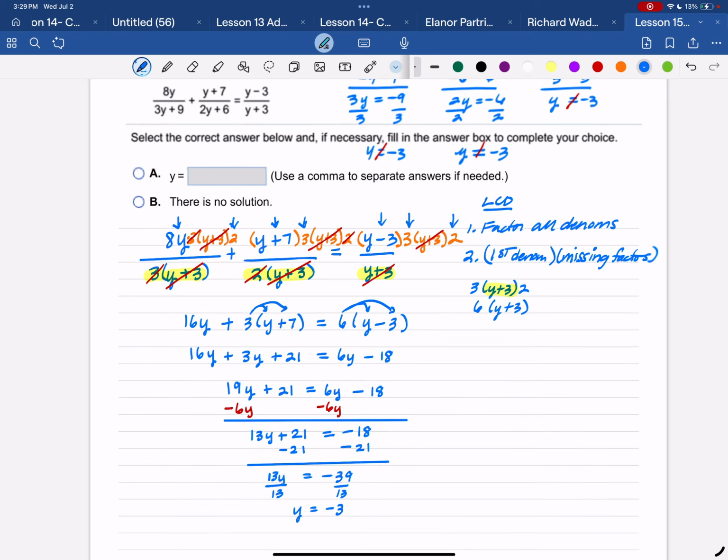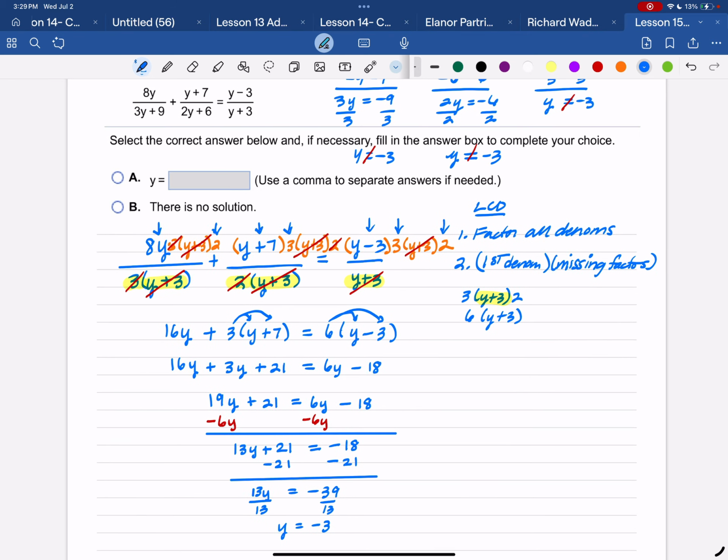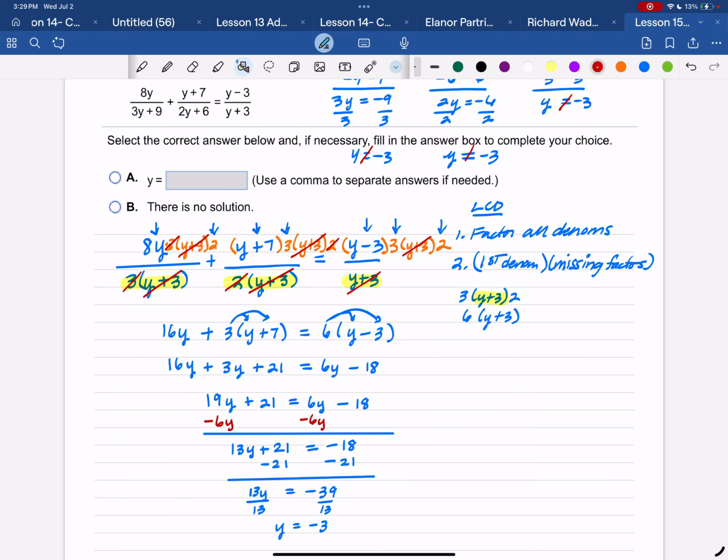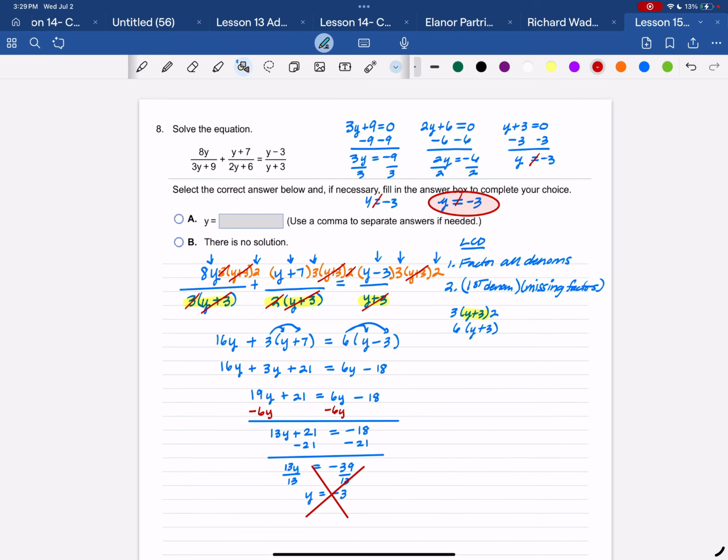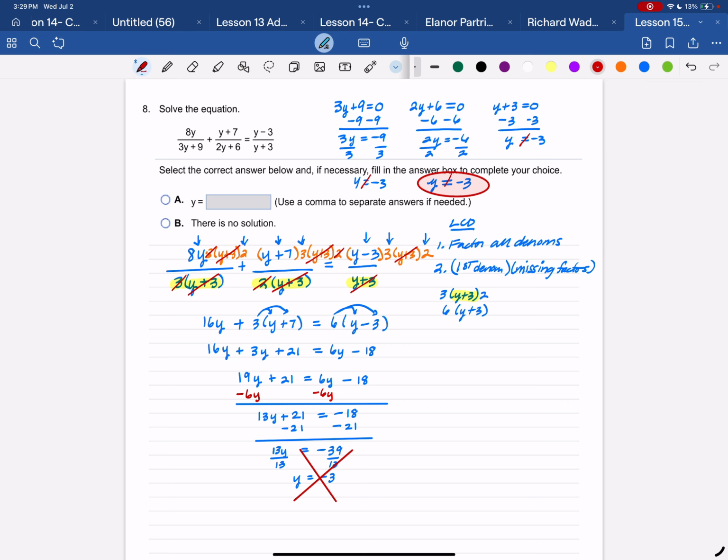Now I go up to compare. Y cannot be negative 3, so there is no solution. Because the only answer we got is one that makes a zero denominator. So we have to exclude that from our answer.